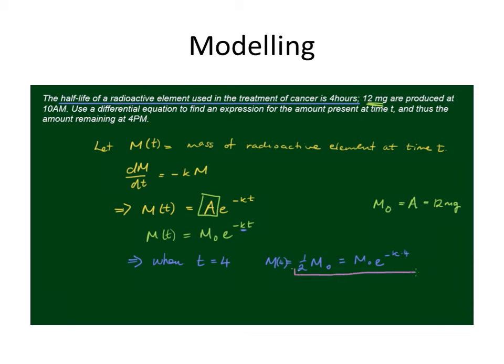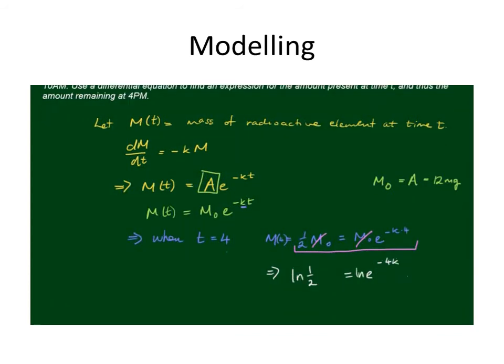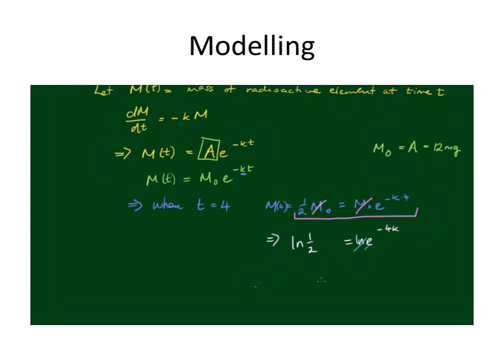If we just consider this, we've got an M0 on the left and an M0 on the right, and these will cancel. So that implies a half equals e to the negative 4k. Take the log of both sides. The natural log and the e cancel out.